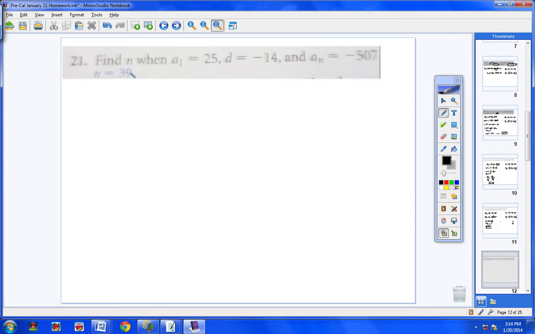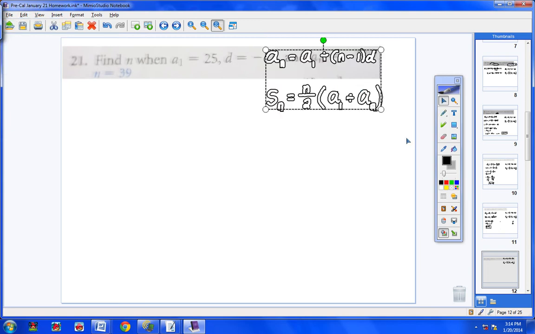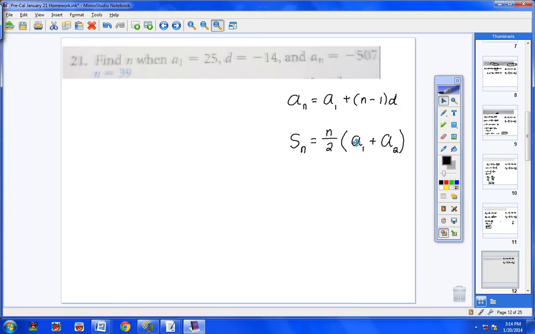Number 21, find n. All right, when a subscript 1 equals 25, the common difference is negative 14, and a subscript n is negative 507. Now, can I tell you something? All it's saying to you is this. Can I reword it for you? All it's saying is this. What term number is negative 507? What term number? So here we go.